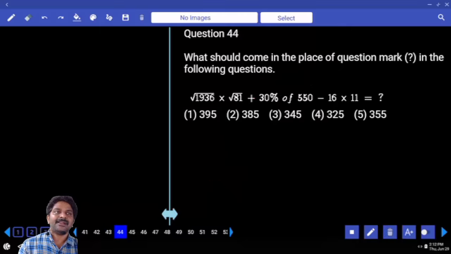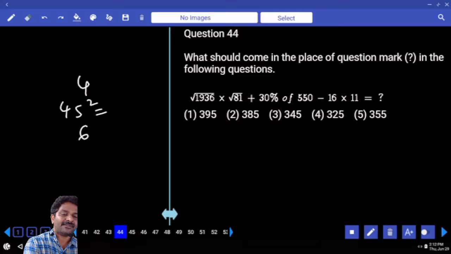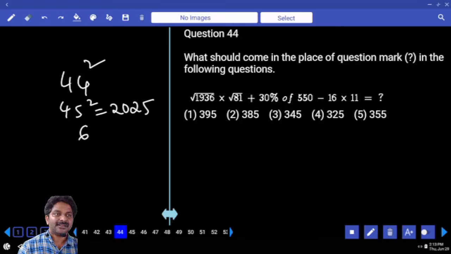Under root of 1936. That may be either 4 square or 6 square. 40 square is 1600, more than that. So let's identify 45 square, which is 2025. Our number is less than that. Hence it is 44 square only. Square and under root both get cancelled. How much is left? 44.